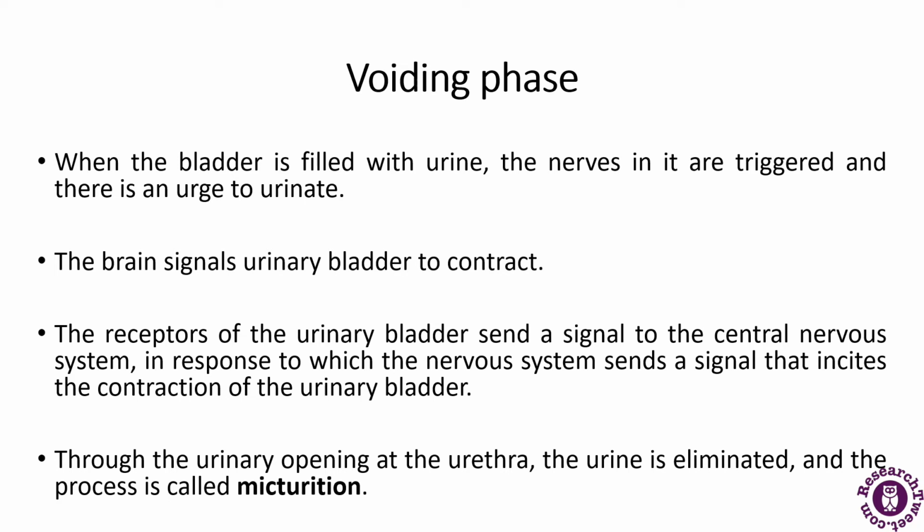So here the role of the brain comes in. The brain signals the urinary bladder to contract. The receptors of the urinary bladder send a signal to the central nervous system, in response to which the nervous system sends a signal that triggers the contraction of the urinary bladder. Through the urinary opening at the urethra, the urine is eliminated, and this process is called micturition, in which the urine is eliminated from the body.